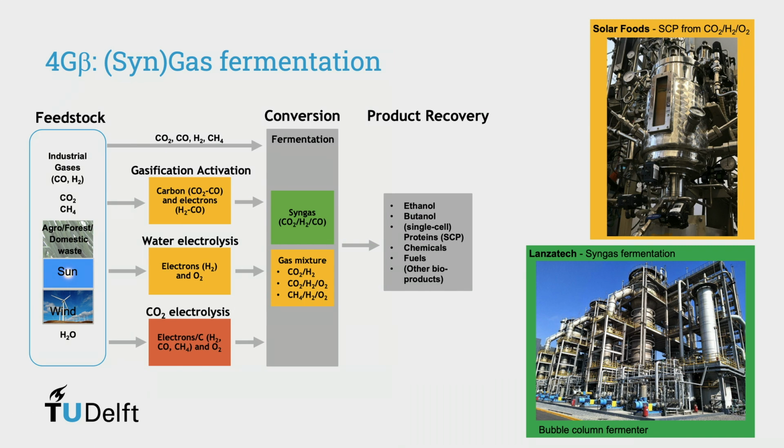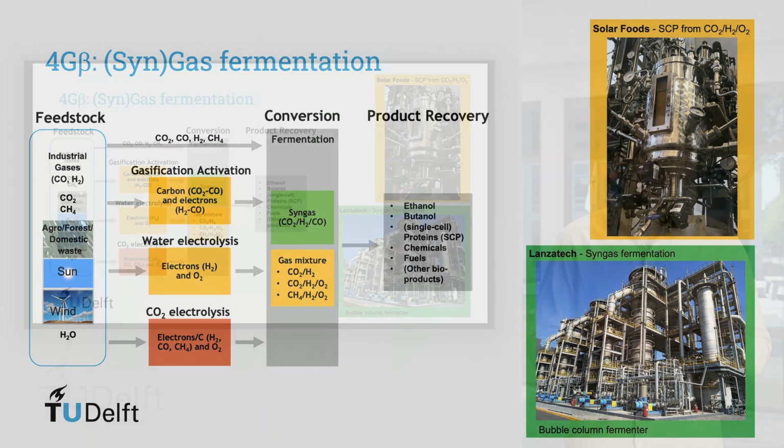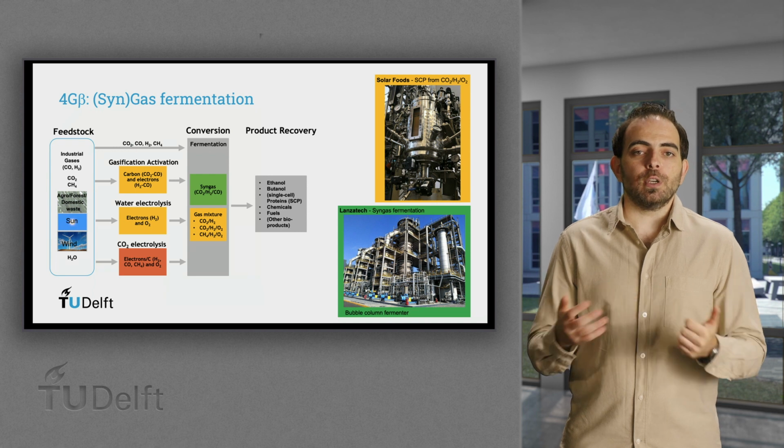Higher product yields are typically obtained when hydrogen is in excess in the syngas, which is rarely the case in flue gases or from gasification units. Water electrolysis can be used to supply the extra hydrogen. Other gas fermentation bioprocesses are being developed.